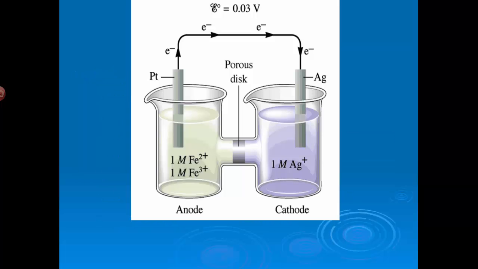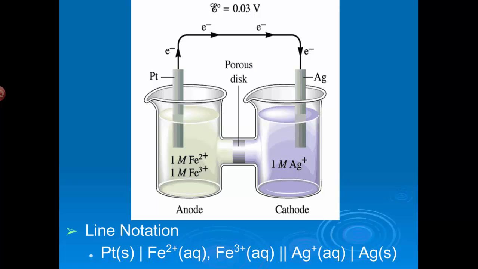Now, why do I use a platinum electrode in the anode? Because neither part of that half reaction is a solid. But over on the other side, the cathode, part of my half reaction is solid silver. So I can use a silver metal electrode. That'd be a little expensive, but I can do it. Okay? Porous disc to allow the non-reacting ions to travel to balance the charge, and the electrons will travel from the iron 2, iron 3 side to the silver side, from the anode to the cathode. Line notation would look like this. Okay? And that's how you describe a galvanic cell.